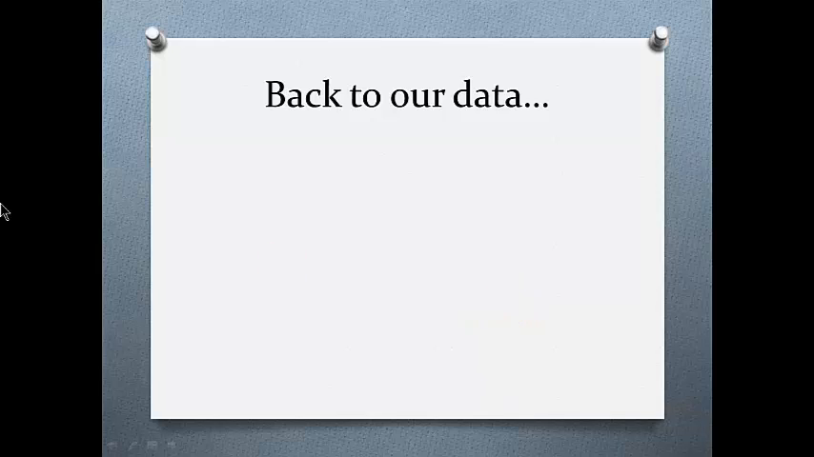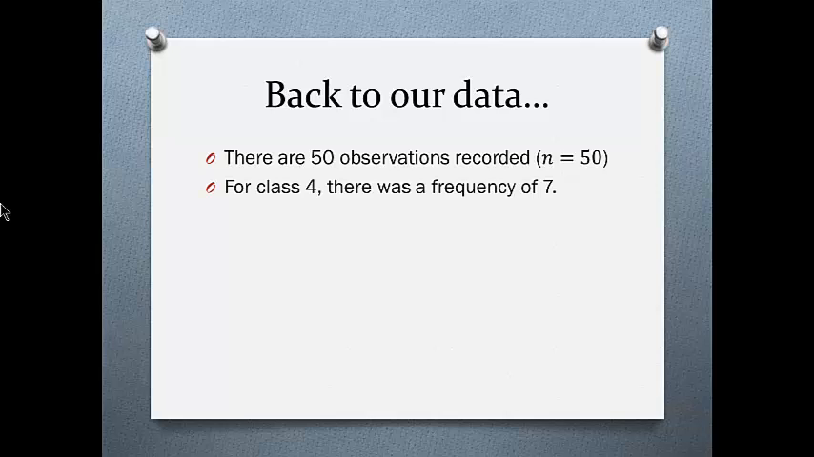So back to our data, there were 50 observations recorded. So n, the number of data observations, is 50. And for example, in class 4, there was a frequency of 7. 7 people responded with the answer 4. So what we're going to do is find the relative frequency. We take that 7, divide it by 50, the number of data values, and then we'll multiply by 100 to get our percentage of 14%. 14% of our families drank 4 coffees a week.